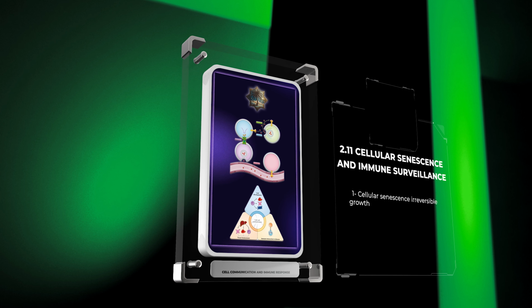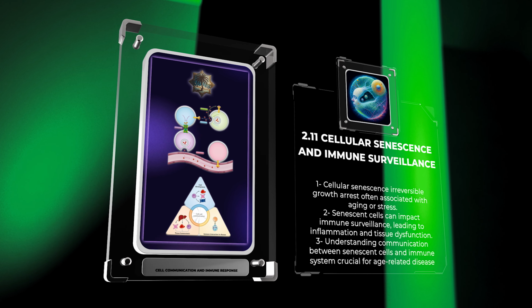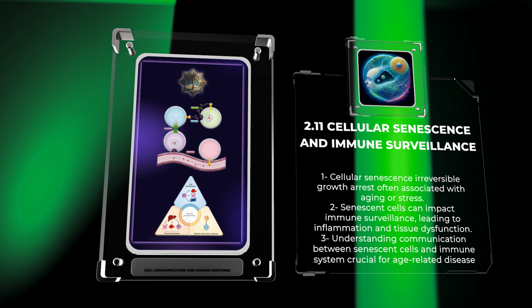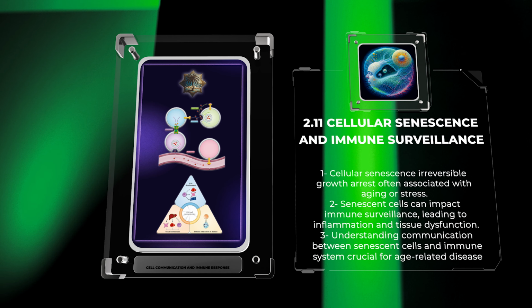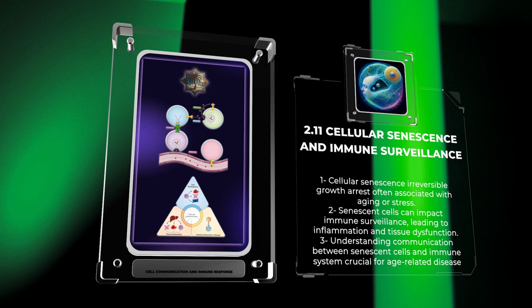Cellular senescence refers to the irreversible growth arrest of cells, often associated with aging or stress. Senescent cells can accumulate over time and impact immune surveillance, leading to inflammation and tissue dysfunction. Understanding the communication between senescent cells and the immune system is crucial for developing strategies to prevent age-related diseases and enhance immune surveillance.